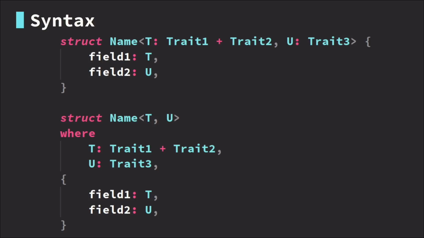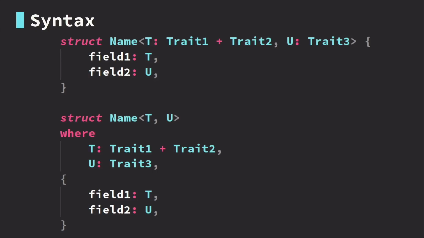This generic structure has two generics, T and U. They are separated by a comma. We can then utilize these generic types T and U within the structure fields by setting the type of field 1 and field 2 to T and U respectively.